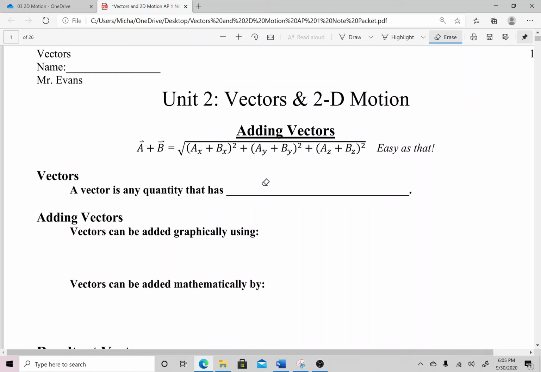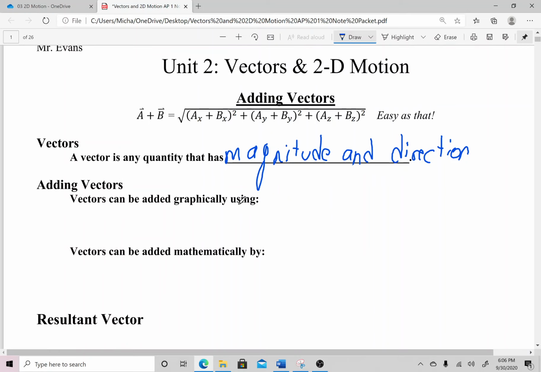We're going to split vector addition into two separate lessons, I think. Today we're just going to do the first part. So, quickly, we're going to start out with adding vectors. As a quick recap, a vector is any quantity that has magnitude and direction. So, all right, that you should be familiar with. So anything that has a value and a particular direction associated with it.